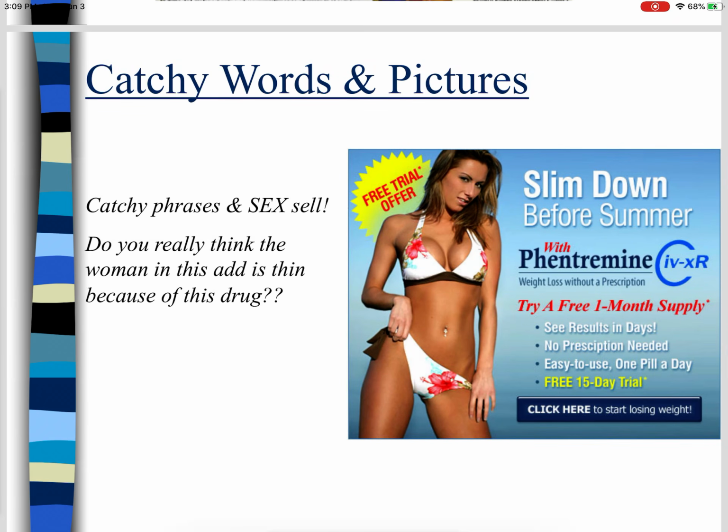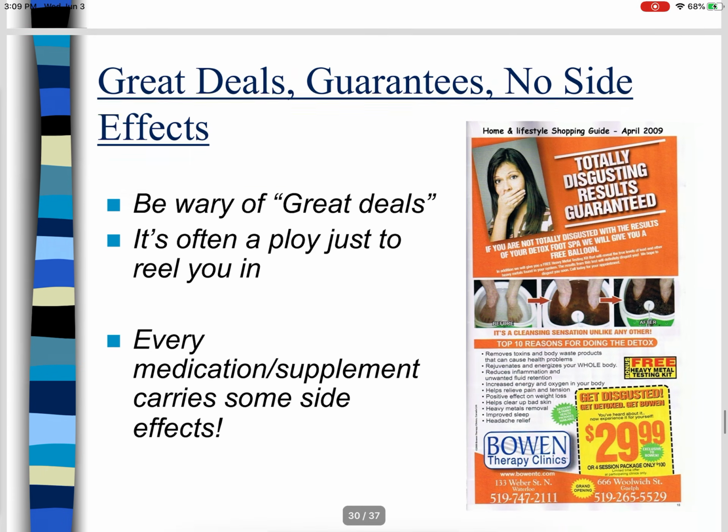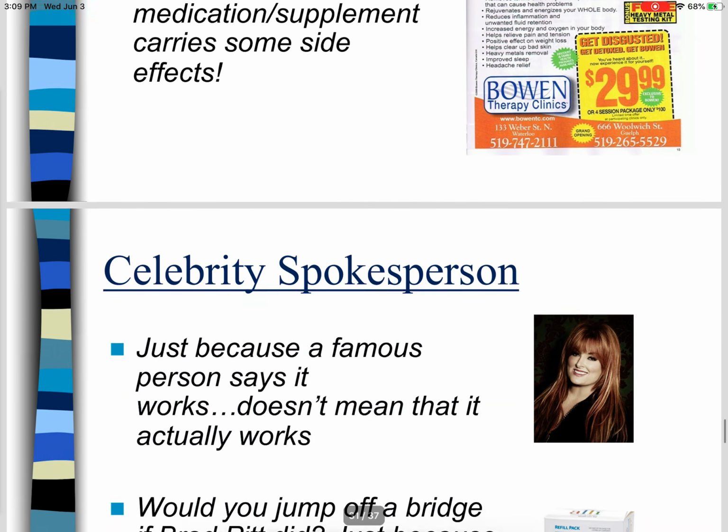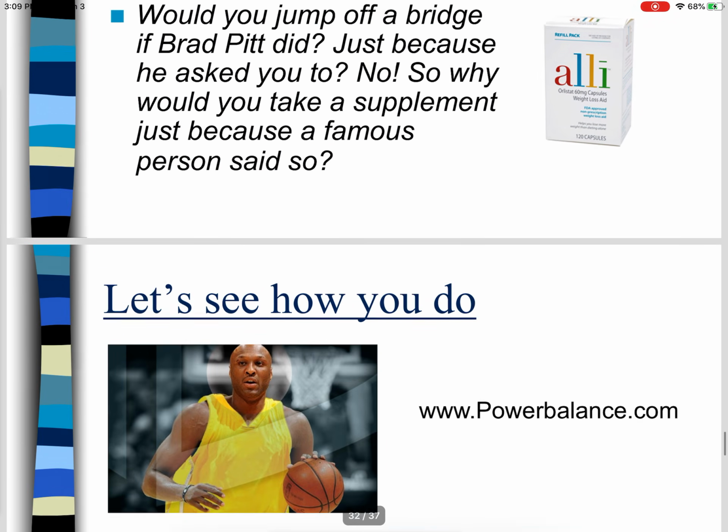Catchy words and pictures. Do you really think that this woman in the bikini used phentermine? No, but they put her on here because she's got big breasts and she's scantily clad. Great deals. This is what I'm talking about with putting your feet in the cleanser. Can you believe that putting your foot in this little thing can detox? Top 10 reasons. Rejuvenates your whole body, reduces inflammation, increases energy, helps relieve pain. Way too many things to really believe it's true.